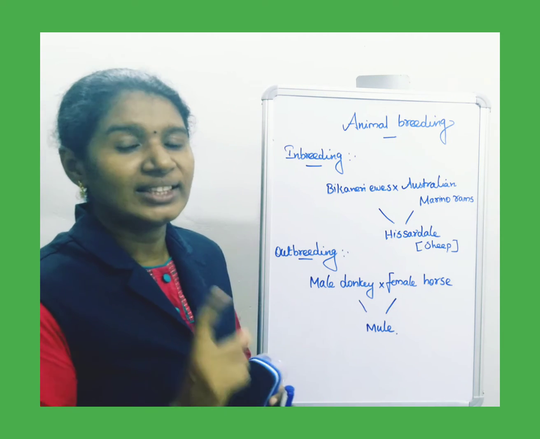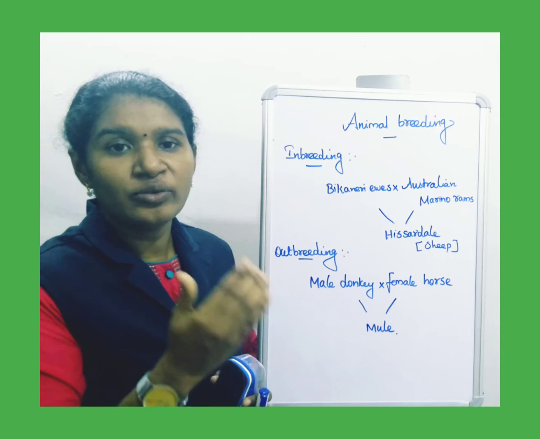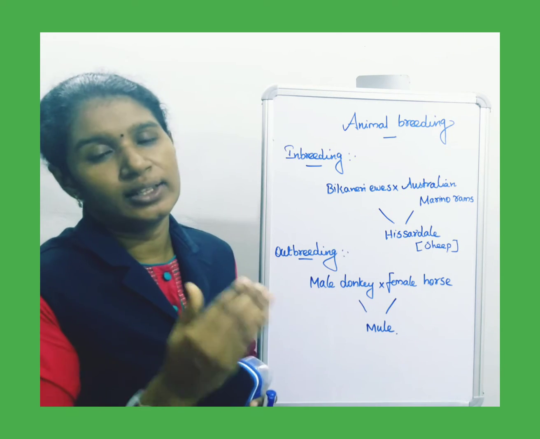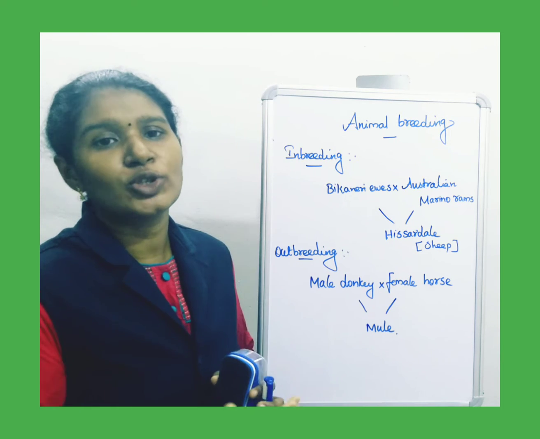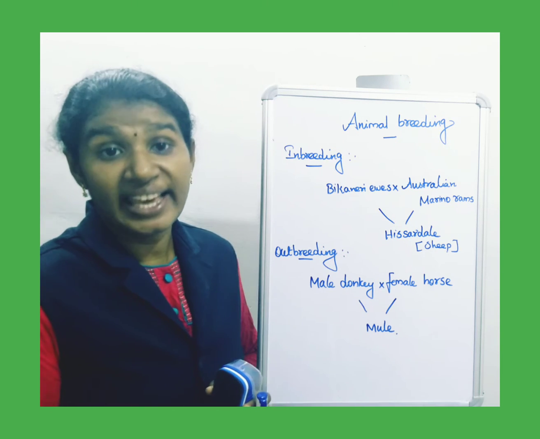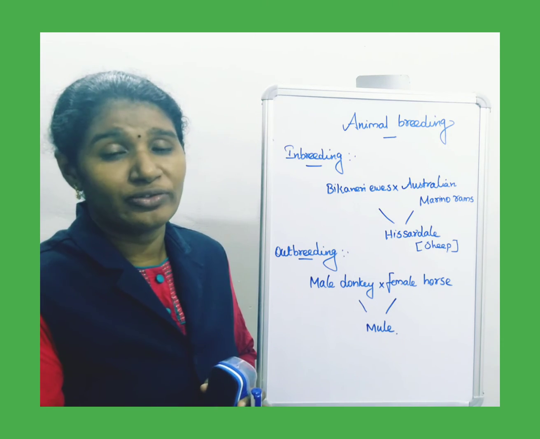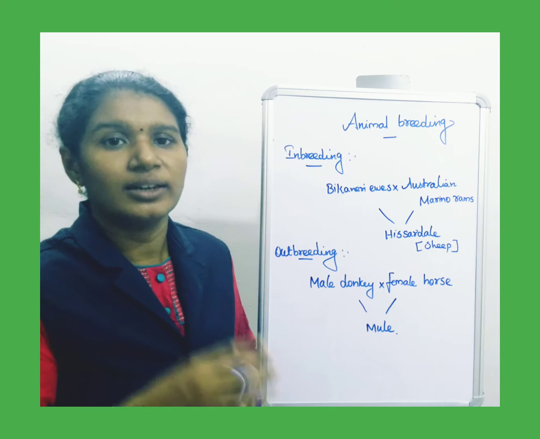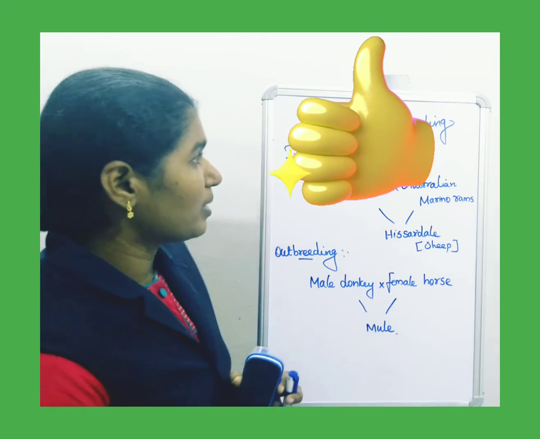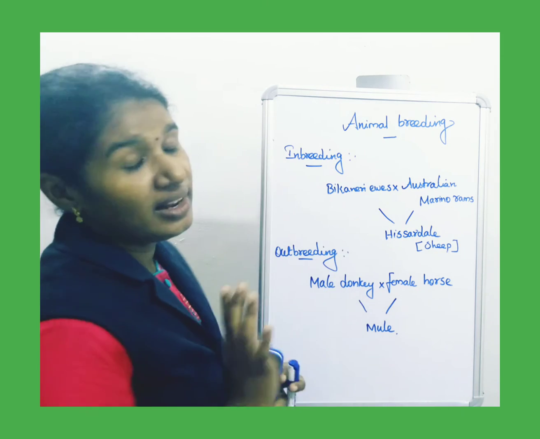One more name is heterosis, otherwise called hybrid vigor. That means the outbreeding variety shows superiority of the hybrid variety. It produces more milk, more eggs, and more meat. That is called heterosis. It is a hybrid vigor, a hybrid process, and it improves the production of milk, meat, and egg. So all this comes under animal breeding. Animal breeding has two major types, inbreeding and outbreeding.